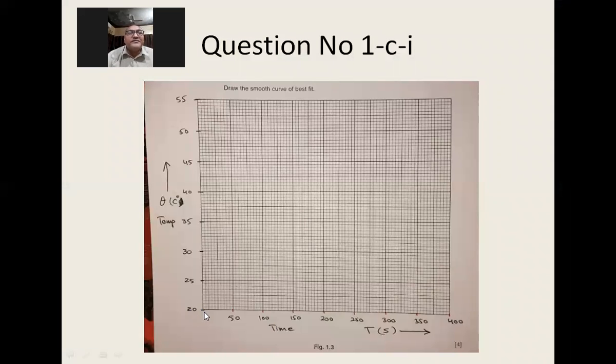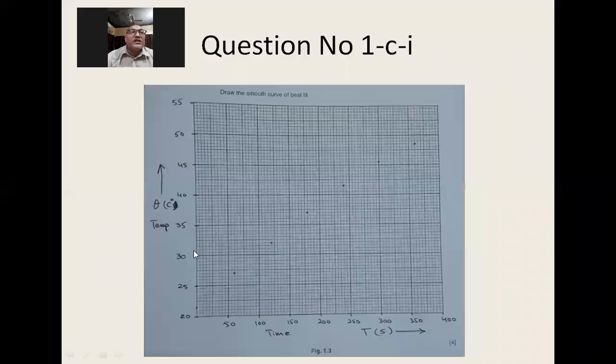So here 0, 50, 100, 150, 200, 250, 300, 350, 400. So that's the time in seconds on the x-axis. On the y-axis, I have temperature, and that temperature is in degrees centigrade. The temperature is changing from 20, every 2 centimeters represents 5. So 20, 25, 30, 35, 40, 45, 50, 55. So then I will plot those points.